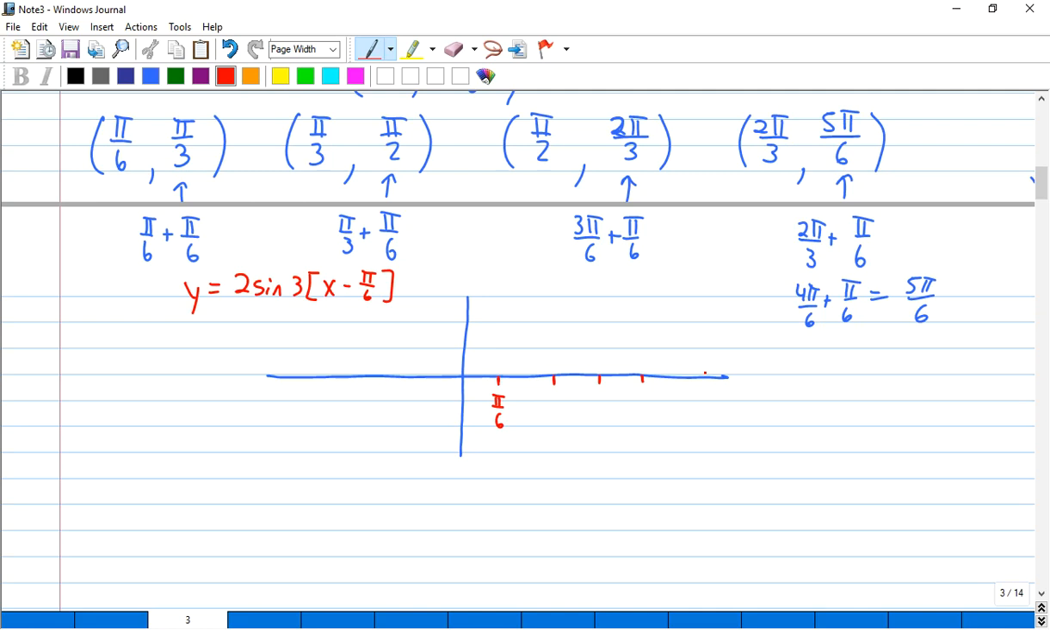Okay? So try to make them as evenly spaced out as possible. If you're using graphing paper, of course, you can space them out pretty evenly. So this first place is pi over 6. The next significant point is pi over 3. The next significant point is pi over 2. The next significant point is 2 pi over 3. And the last significant point is 5 pi over 6.